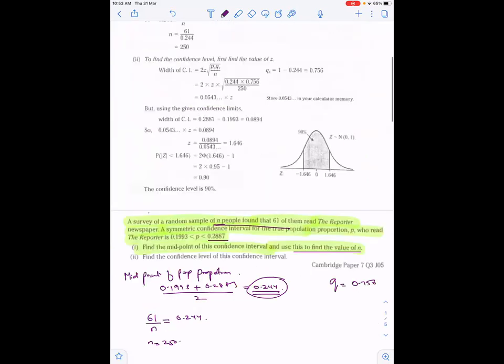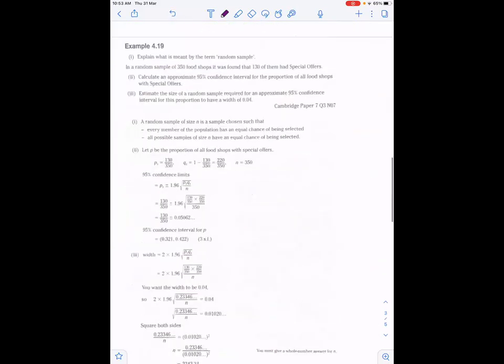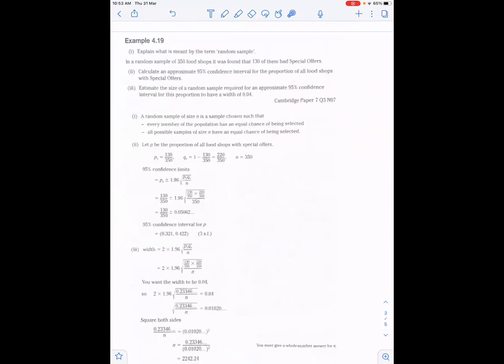Okay, then the next question. It says explain what is meant by the term random sample. We've discussed it in the last class that a random sample is the one which has an equal chance of being selected. Okay, in a random sample of 350 food shops, it was found that 130 of them had special offers. Calculate an approximate 95% confidence interval for the proportion of all food shops with special offers.